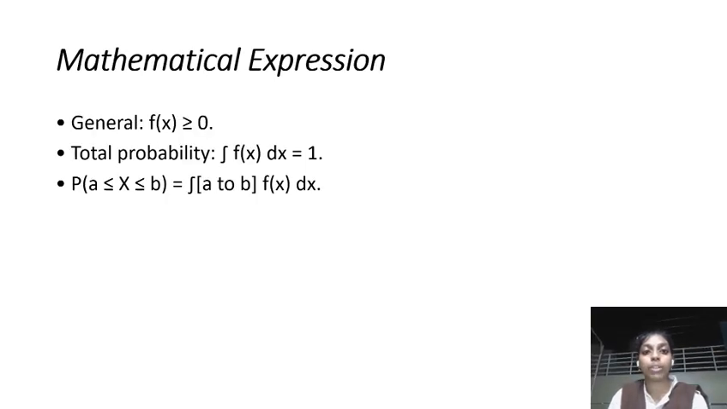Mathematical expression for probability density function. In general, f of x is greater than or equal to 0. Total probability equals integral f of x dx equals 1. P of a less than or equal to x less than or equal to b equals integral from a to b f of x dx.